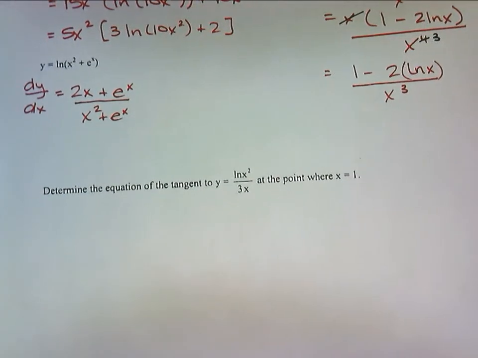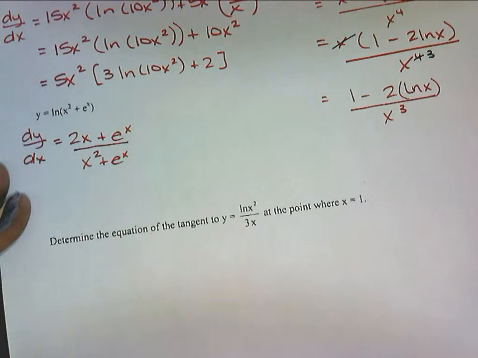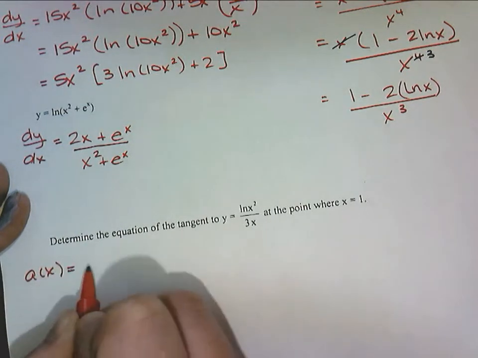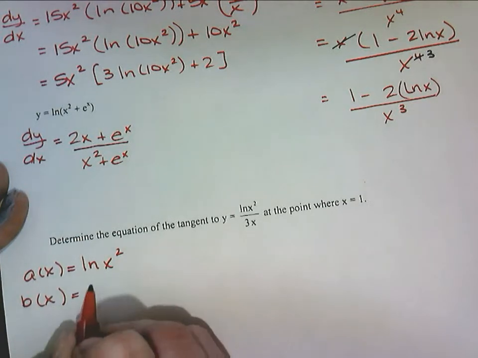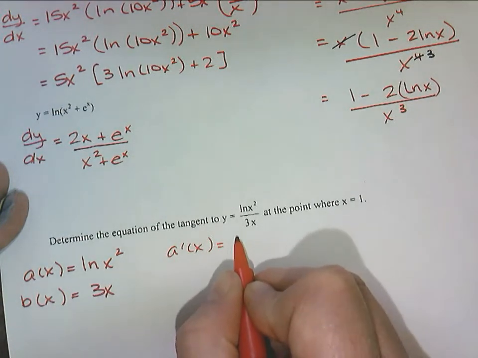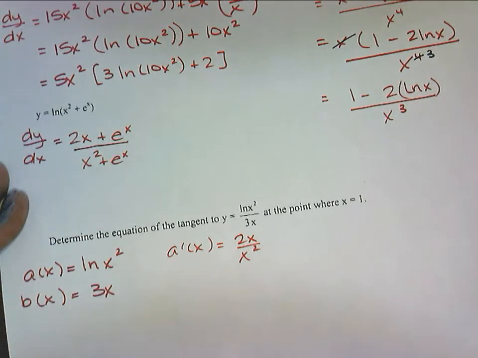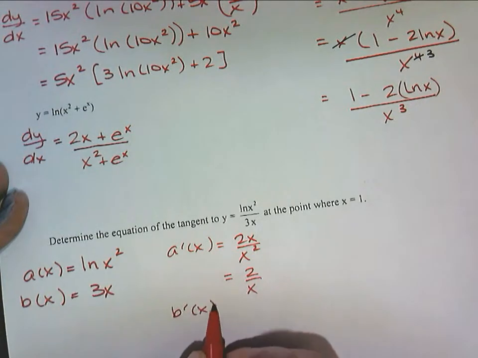Okay, if we want to try to determine the equation of the tangent to y equals ln x squared all over 3x at the point where x equals 1. Okay, so this is a quotient rule. I'm actually going to use quotient rule. So I have a of x equals ln of x squared. And I have b of x equal to 3x. So a prime of x is equal to 2x over x squared. Okay, this coming from the derivative of x squared is 2x all over x squared. And I can simplify that to 2 over x. And then the derivative of b is 3.